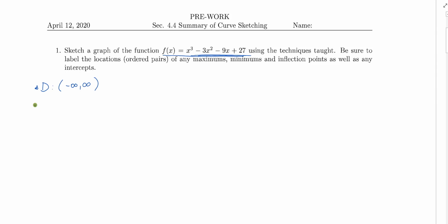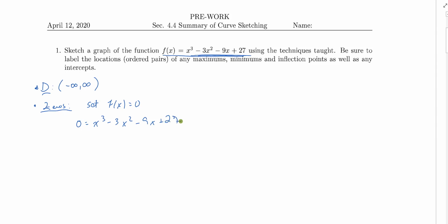The next thing we want to always try to do is identify the zeros of the function. That's actually not a calculus skill at all, right? That's something that you learned how to do in an algebra class. So in this case, we're going to go ahead and set f of x equal to 0. And if we do that, we get 0 is equal to x cubed minus 3x squared minus 9x plus 27. And we're going to go ahead and try to factor this thing if we can.